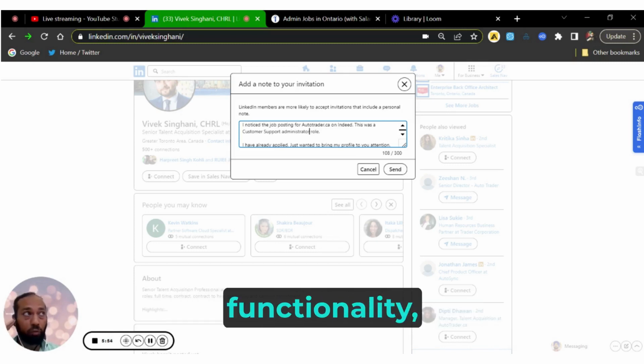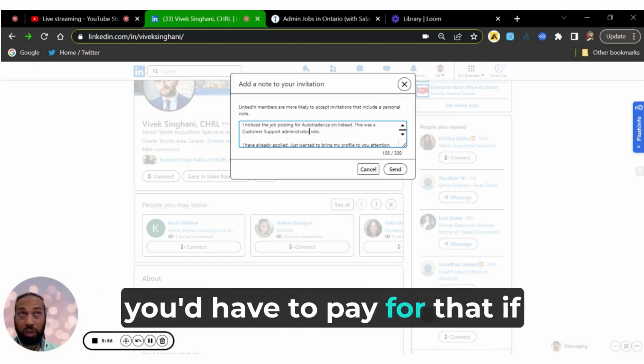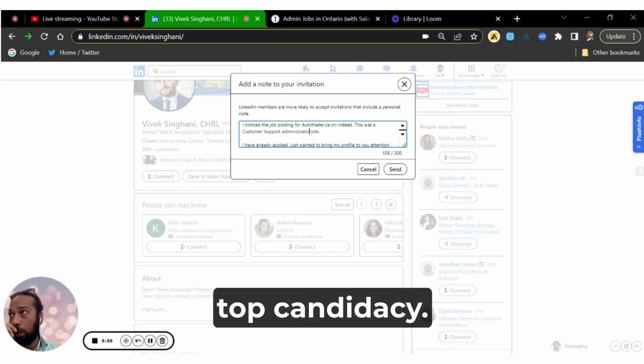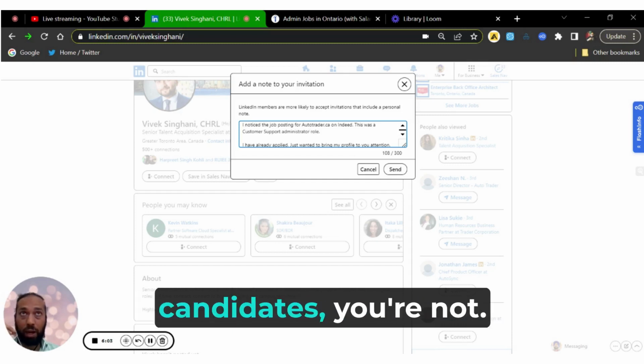For that particular functionality, go to LinkedIn Premium. You'll have to pay for that if you want to see if your profile is in the top candidates or not.